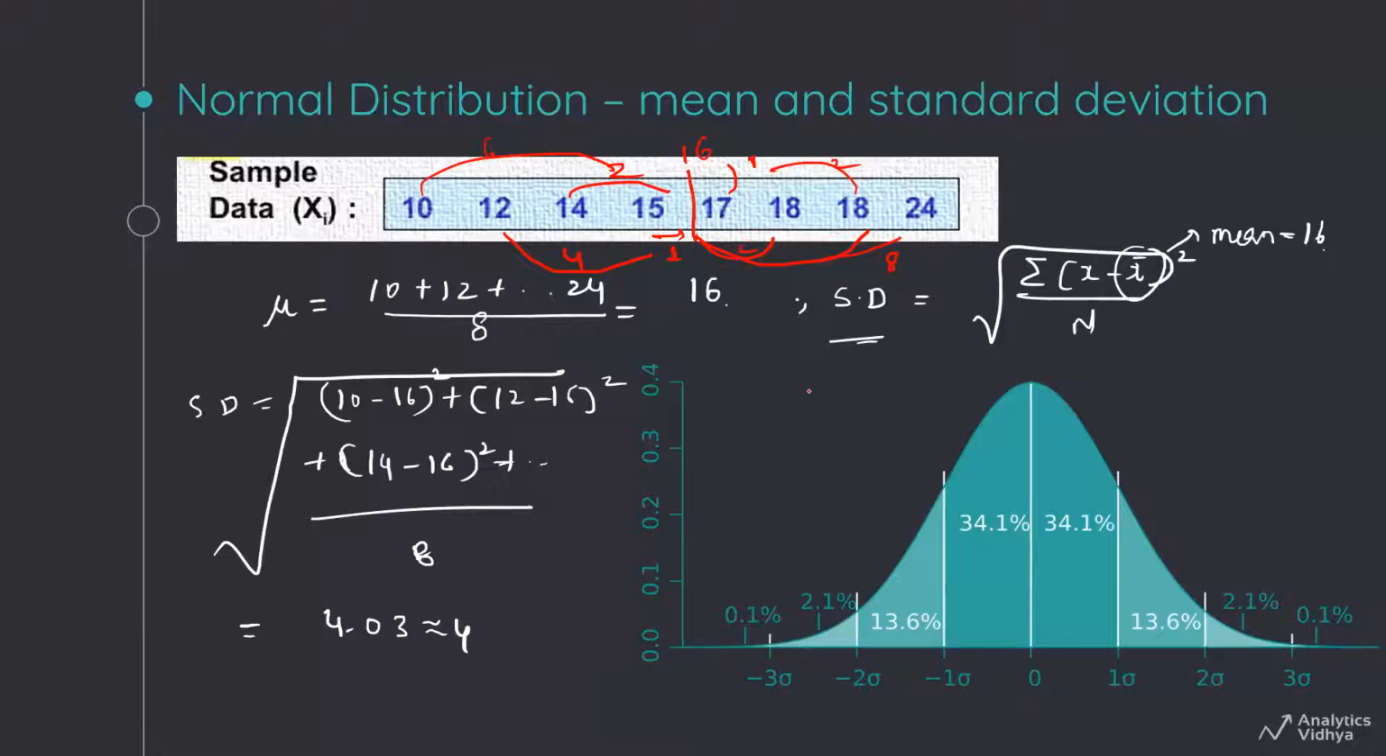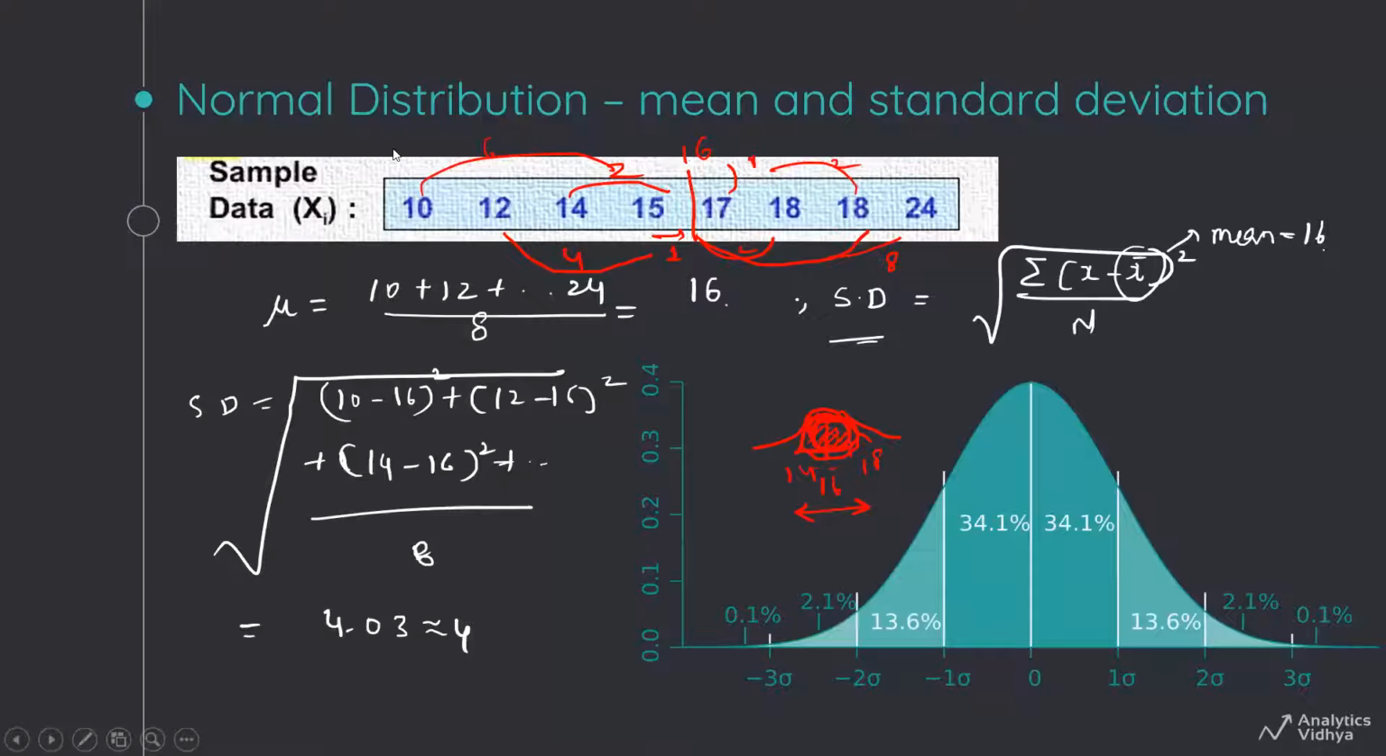Now suppose my deviation was 2 instead of 4, with my mean value being 16. I would say that most of my data points would be concentrated between 14 and 18. This would be my general distribution, and values outside 14 to 18 would be of lower probability. Most of my data distribution lies in this region. So standard deviation gives us the average deviation, how my data is spread.